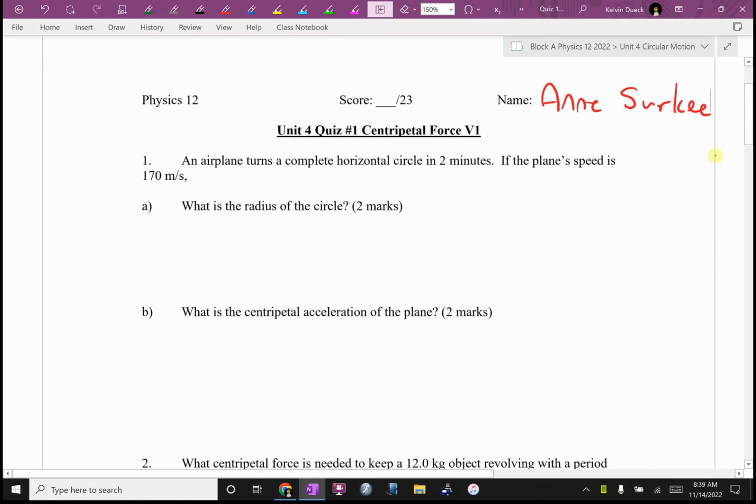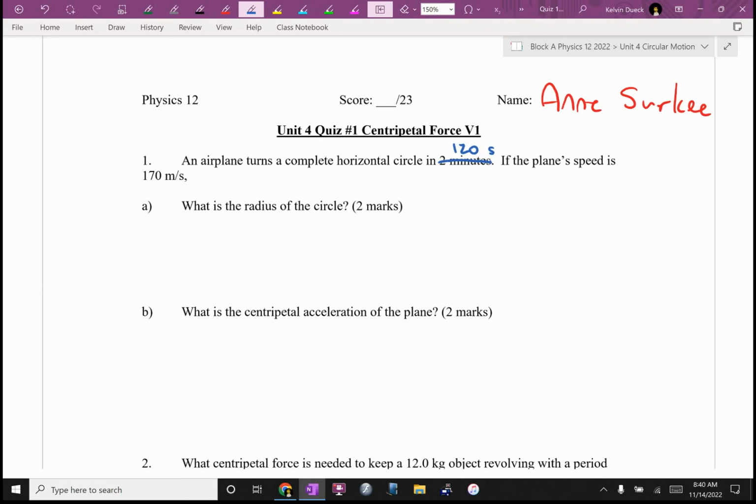Plane turns a horizontal circle in 3 minutes. Nice try, Duick. First thing I did, Keegan, I crossed that out and I wrote 120 seconds above it. Hopefully you've picked up on little tricks like that from me as well. Lazy but organized is the phrase that I use. If the plane's speed is 170 meters per second, Keegan, what's A want me to find?